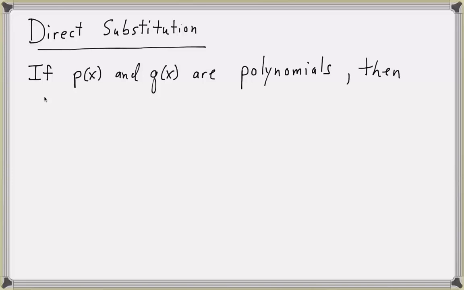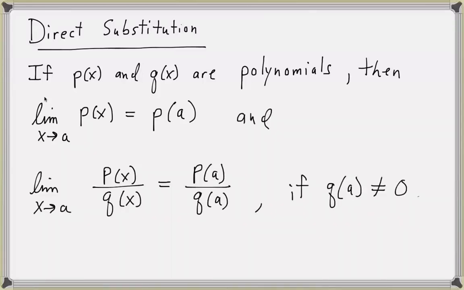So direct substitution works for polynomials and rational expressions. So if I have two polynomials, p of x and q of x, then the limit of p of x as x approaches a equals p of a. So I can evaluate this limit just by plugging in a into the function p of x. And the limit of the rational function p of x divided by q of x as x approaches a will just equal p of a divided by q of a. And this works as long as you're not dividing by 0. In other words, if q of a does not equal 0.